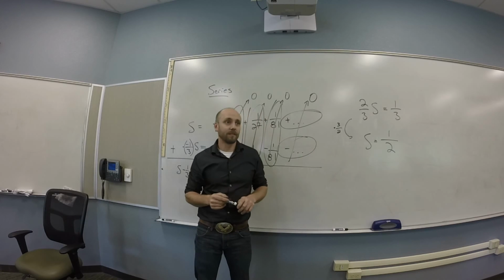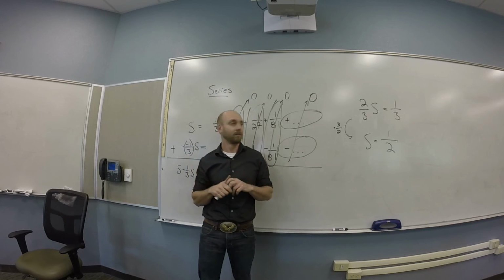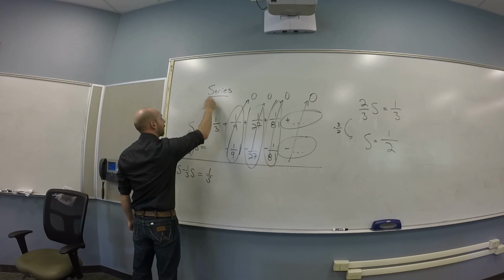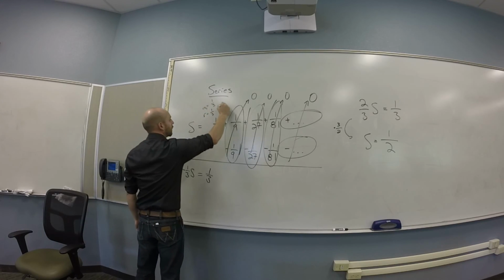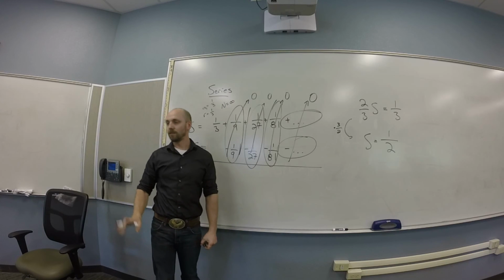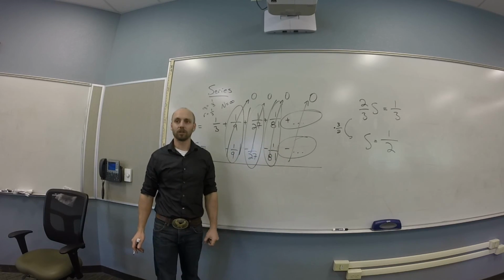How else could you see this? Another thing you could do is you could use the formula, right? In that case, A1 is a third, r is a third, and capital N is infinity. So you could plug that in the formula, and you'd get a half out. How would you see this geometrically with a box or something?